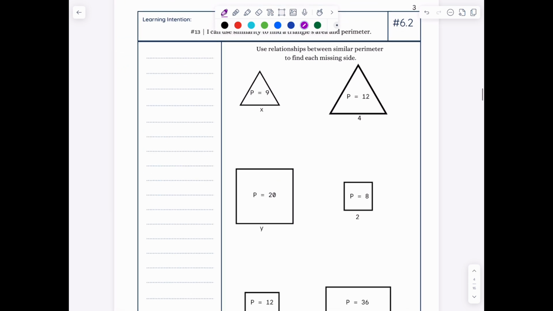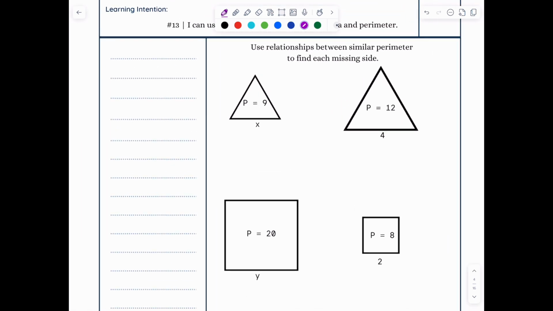So let's think about if we know some information, but not all of the information in a set of shapes. If you're looking at these two triangles here, what you'll notice about them is that we have the perimeter of 2 of those shapes, and we have the side length of 1, and we're asked to find the side length of the other. So what we're going to do here is we're going to set up a proportion, and you can see that being written here in the margin.